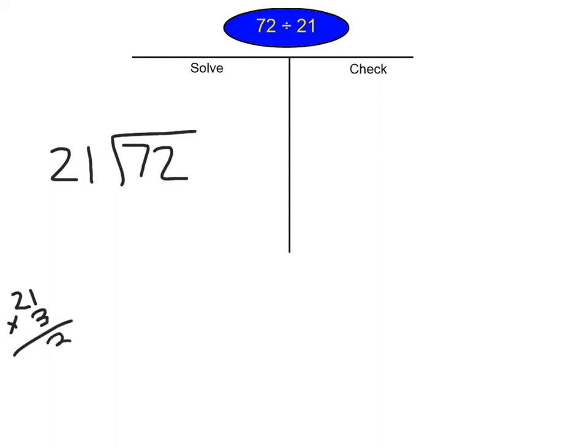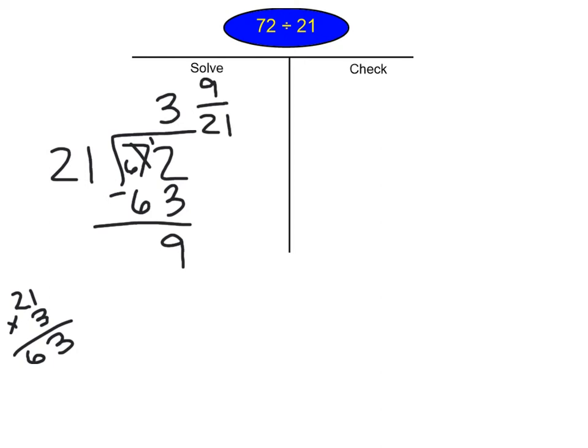3 times 1 is 3. 3 times 2 is 6. So I'm going to do 21 times 3 equals 63. And I'm going to subtract. And I get 9 left over out of 21.